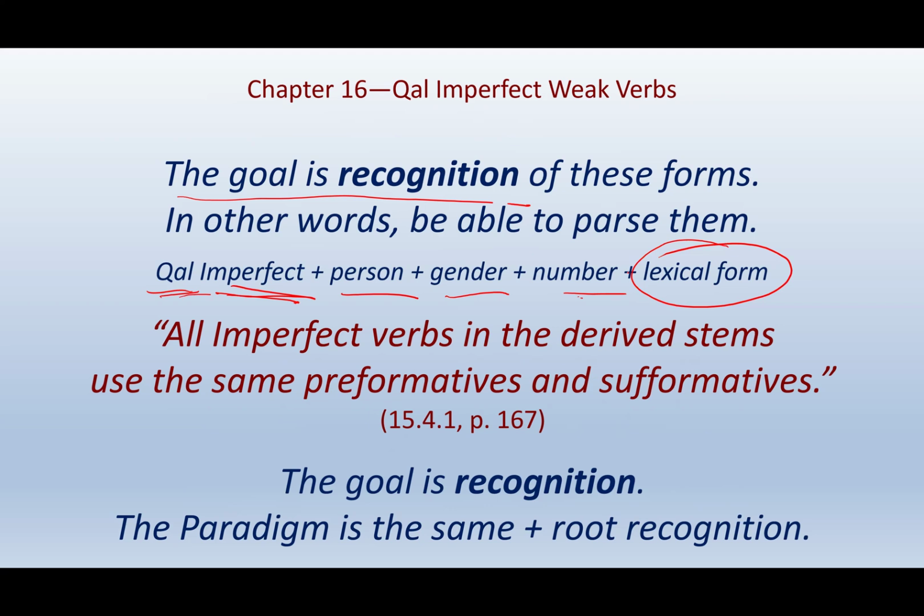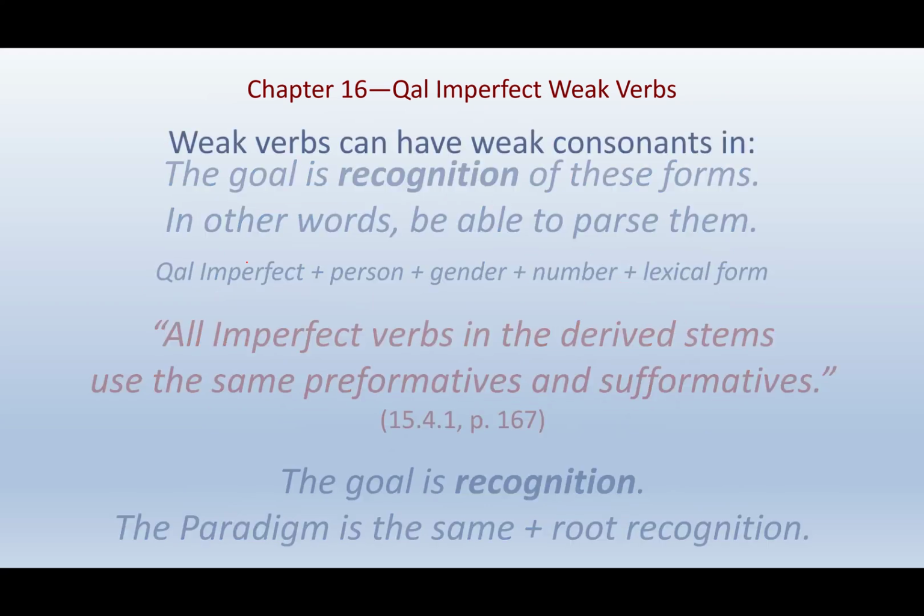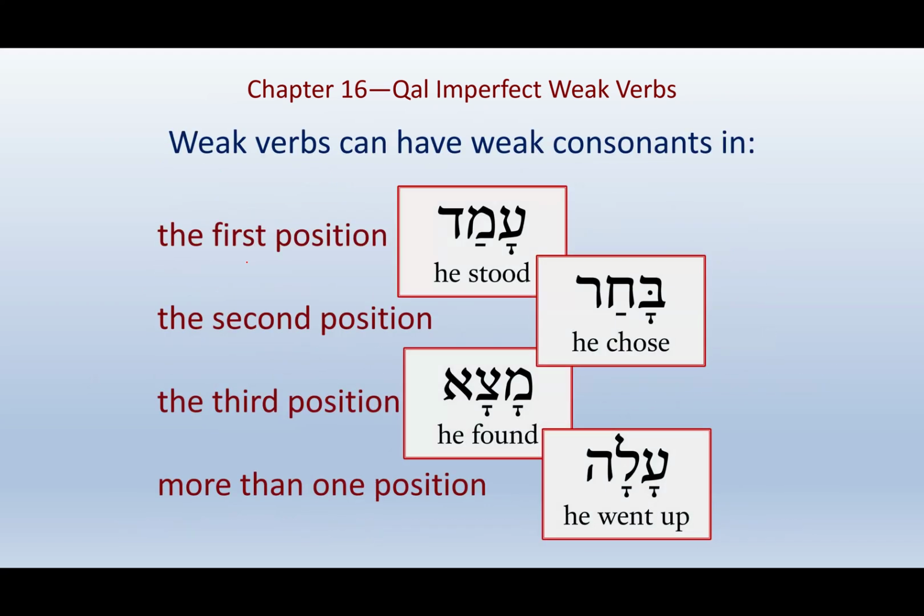And so, again, the imperfect verbs in the derived stems use the same preformatives and subformatives. It's so important to know those. And the goal is recognition. You're going to want to recognize the root, and you're going to want to recognize how to parse it. That's the main thing. Weak verbs can have weak consonants in the first position, second position, third position, or multiple positions. This would be an R1, R2, R3, and this would be a double.